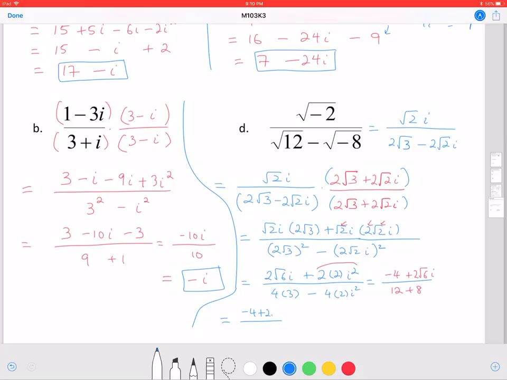Negative 4 plus 2 square root of 6i over 20. That is equal to, now I need to split this into a plus bi. Negative 4 over 20 plus 2 square root of 6 over 20i. Reducing fractions, negative 4 over 20 is negative 1/5. And 2 over 20, of course, is going to be square root of 6 over 10i. A little bit ugly, but that should be our final answer right here.